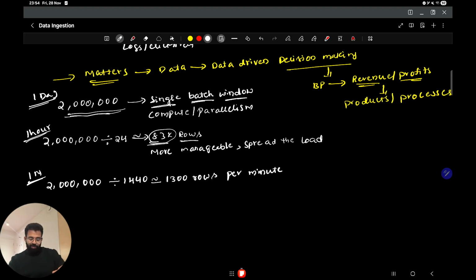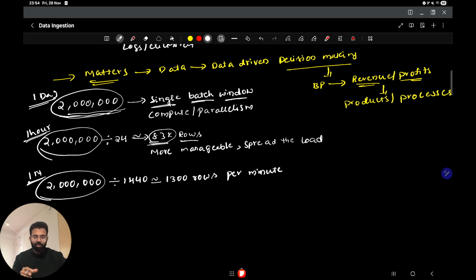What I want you to take away from this is that the total volume is not changing. It's still 2 million events in the whole day. But it's a radically different system behavior depending on how you are spreading the load. You should always keep that in mind. This is why I'm saying that data ingestion is always tied to freshness expectations, and it's not just about the volume. It's the freshness expectations. You should always keep that in mind.